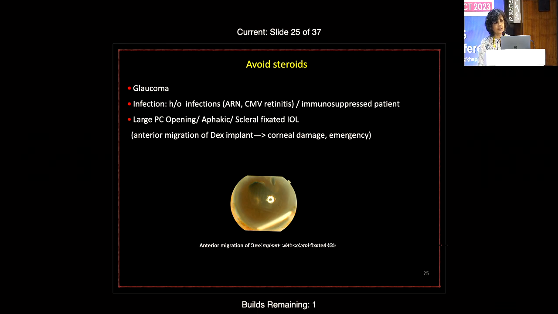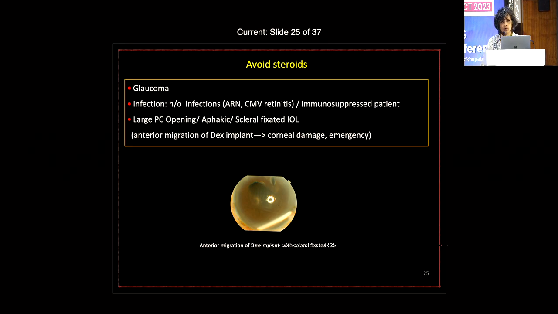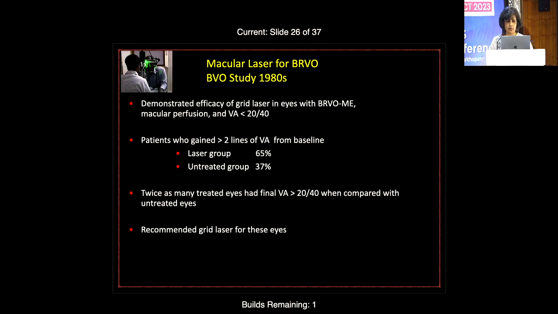When do you avoid steroids? When there is a known glaucoma, or the patient is immunocompromised for any reason because the risk of infection is higher, or there is a large PC opening or a scleral fixated IOL because the implant can move to the anterior segment, causing an emergency corneal decompensation and glaucoma.